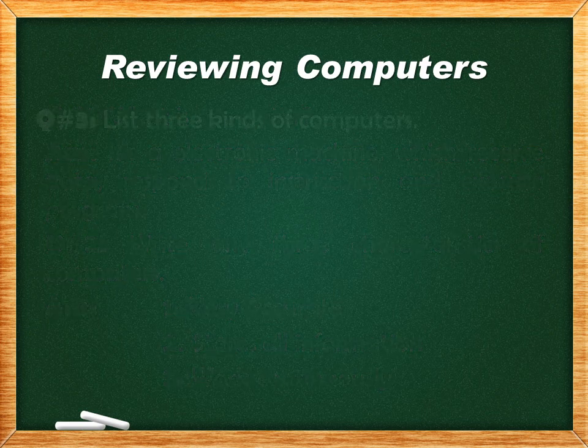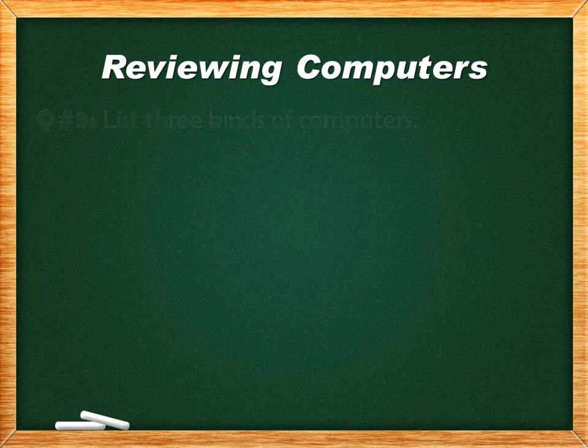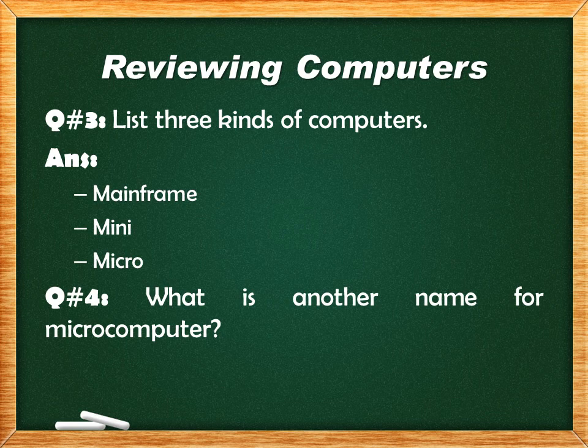Now moving to question number 3. List three kinds of computers. In the starting of the chapter I told you the kinds which we learned in the last lessons: mainframe, mini, and micro. These are the three kinds of computers. Question number 4. What is another name for the microcomputer? So you have to write what is another name for the microcomputer.